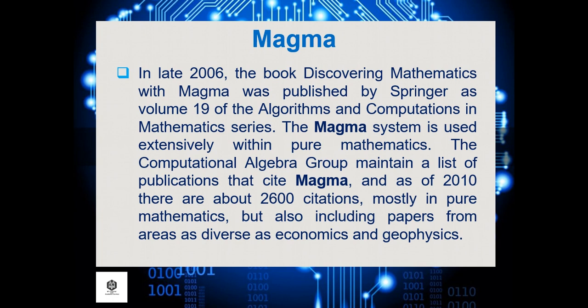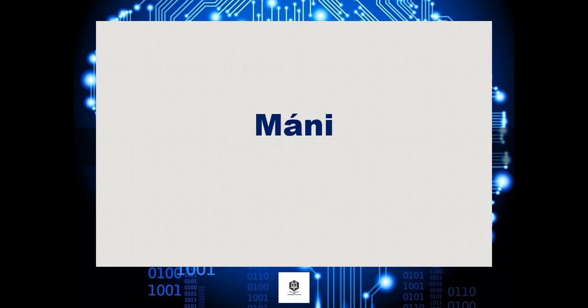The Magma system is used extensively within pure mathematics. The Computational Algebra Group maintains a list of publications that cite Magma, and as of 2010, there are about 2,600 citations, mostly in pure mathematics but also including papers from areas as diverse as economics and geophysics.